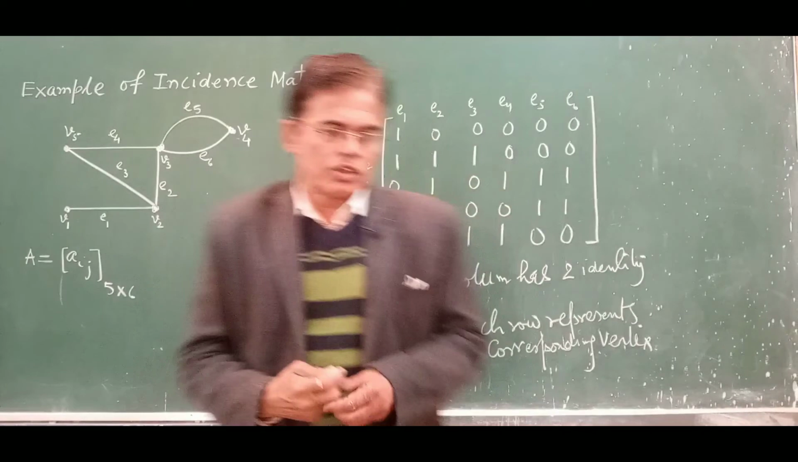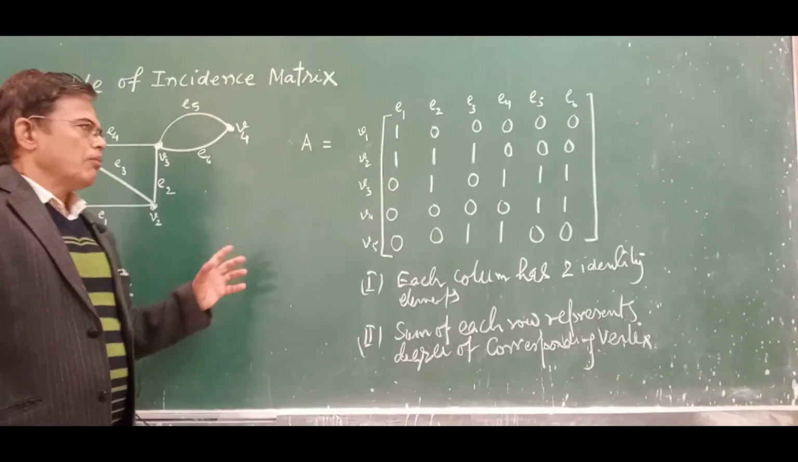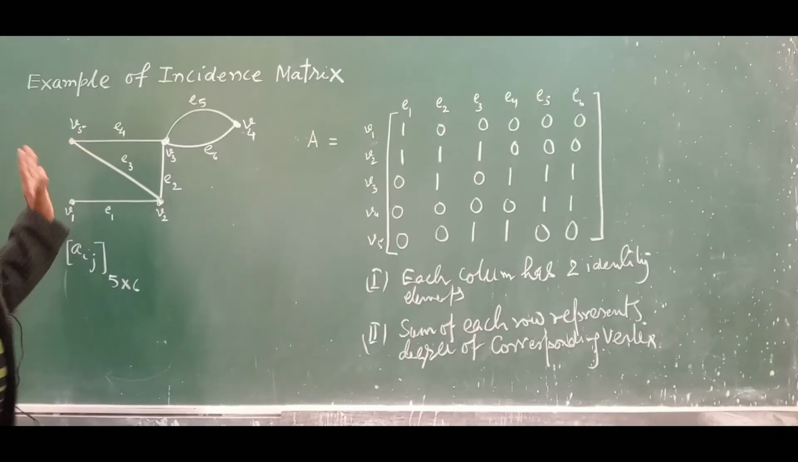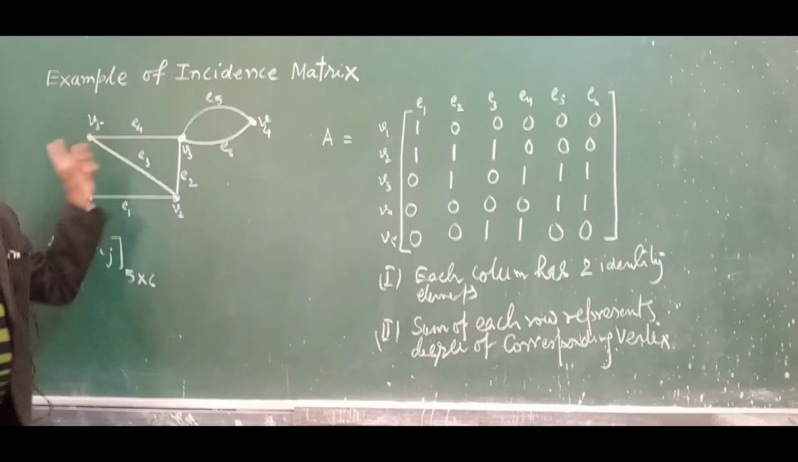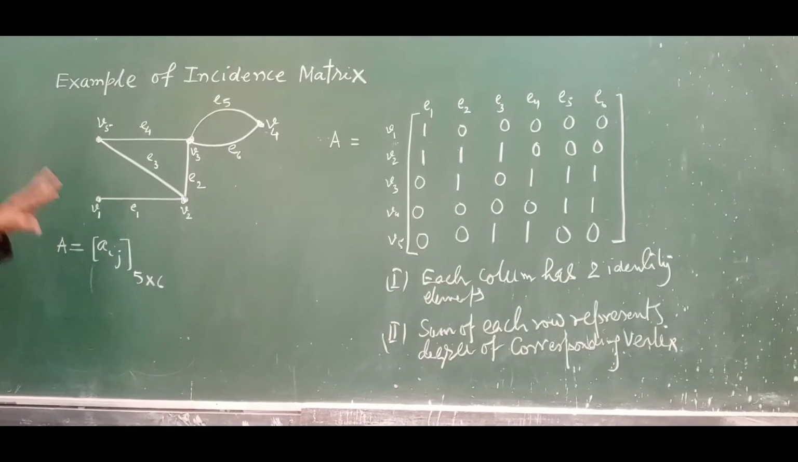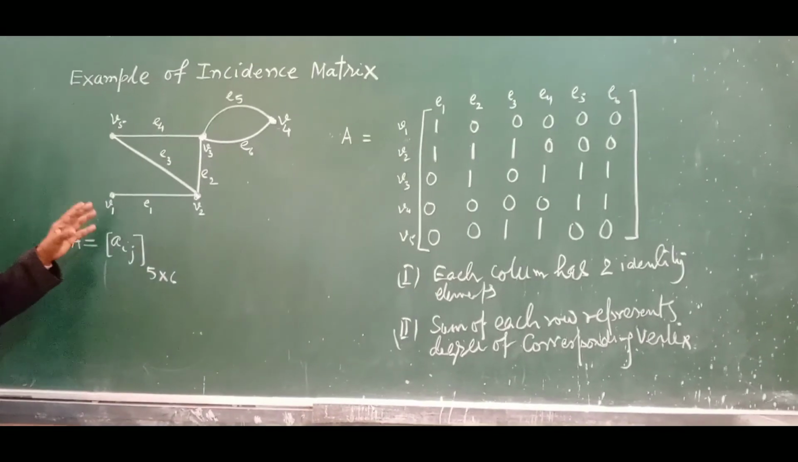Also, there are some other properties: if it has no loop, here V3 to V4 has a parallel edge but no loop. So this is the concept of the incidence matrix by this example.